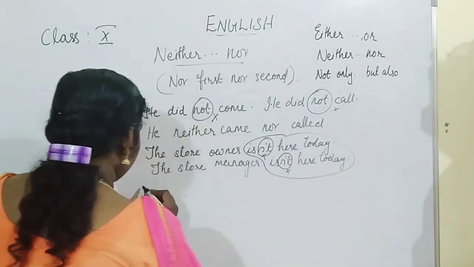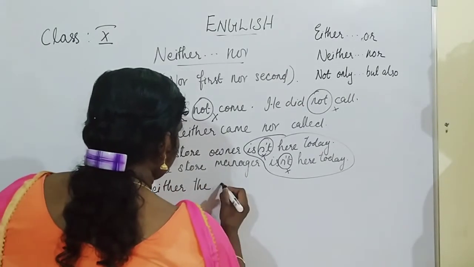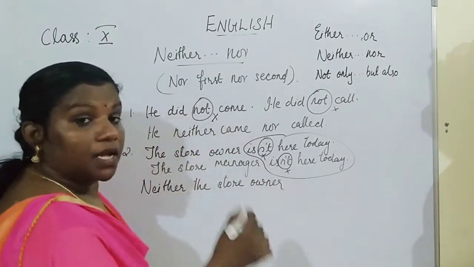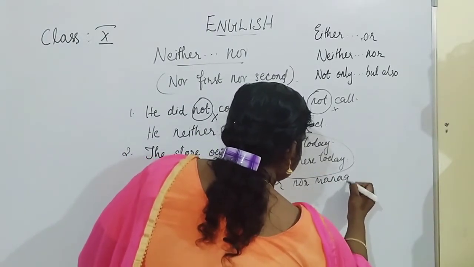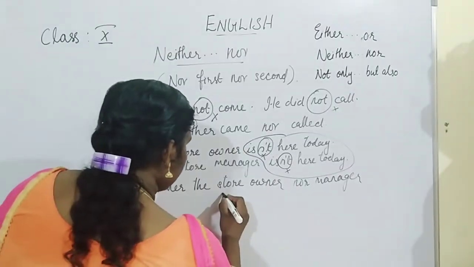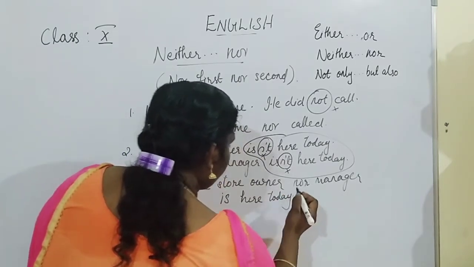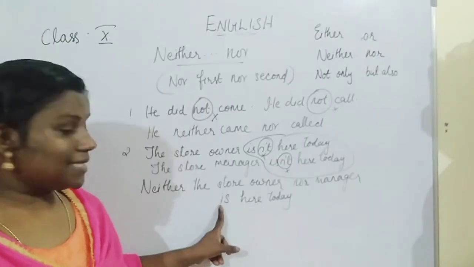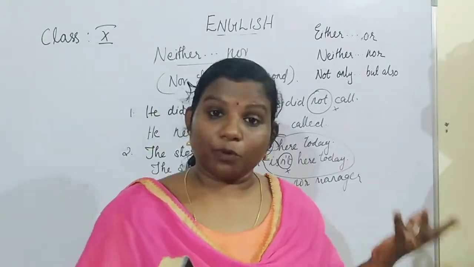So how can we write? Neither the store owner nor the manager. Here we have to cancel this not. So it is here today. Now you may get one doubt. See, two persons are not here, and why is this? When we are using two subjects, automatically a plural verb will come.